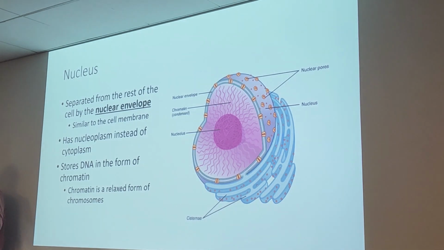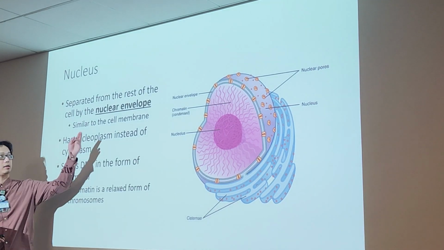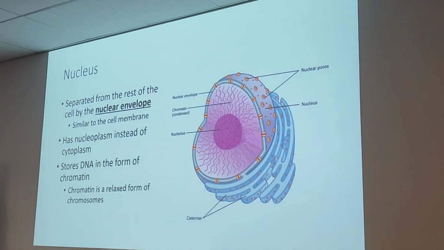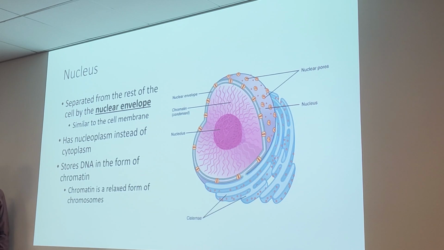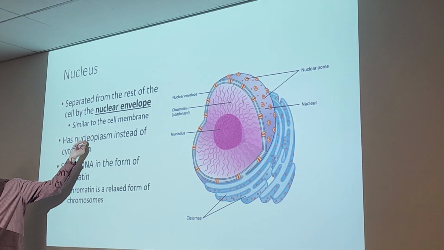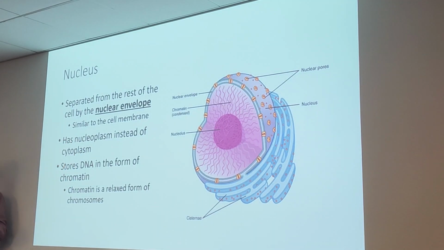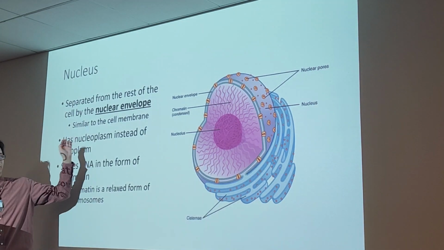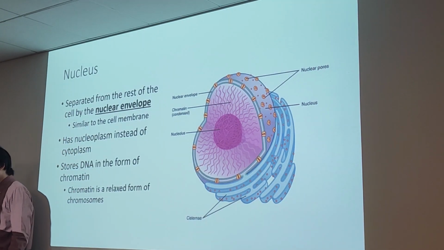Inside the cell, right? So in the deepest part of the cell, we have the nucleus. This is separated from the rest of the cell by the nuclear envelope, which is once again very similar to the cell membrane. Okay, so also made of lipids. Inside is what we call nucleoplasm rather than cytoplasm. Remember, cytoplasm is stuff outside the nucleus. So inside the nucleus, it is nucleoplasm instead. And the nucleoplasm is where we have things like the DNA.